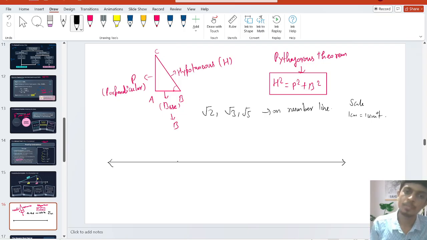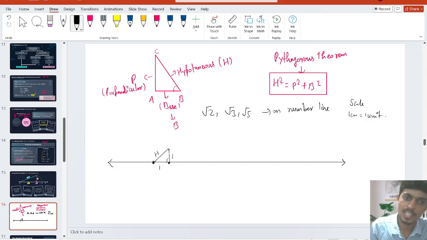So we measure 1 centimeter, taking a point P, and here also 1 centimeter, so 1 unit. So this is 1 centimeter, this is 1 centimeter, 1 unit. So what is this length? We take this as a right angle triangle.